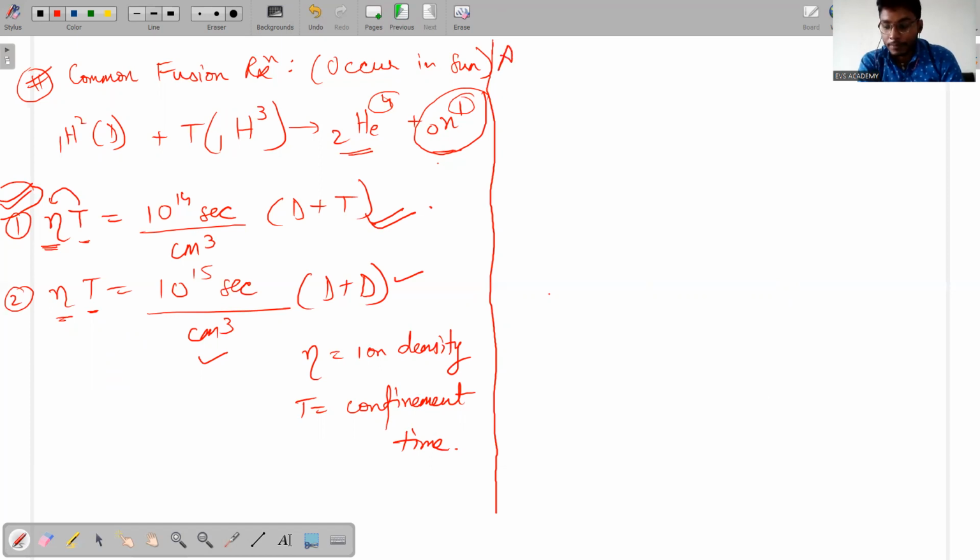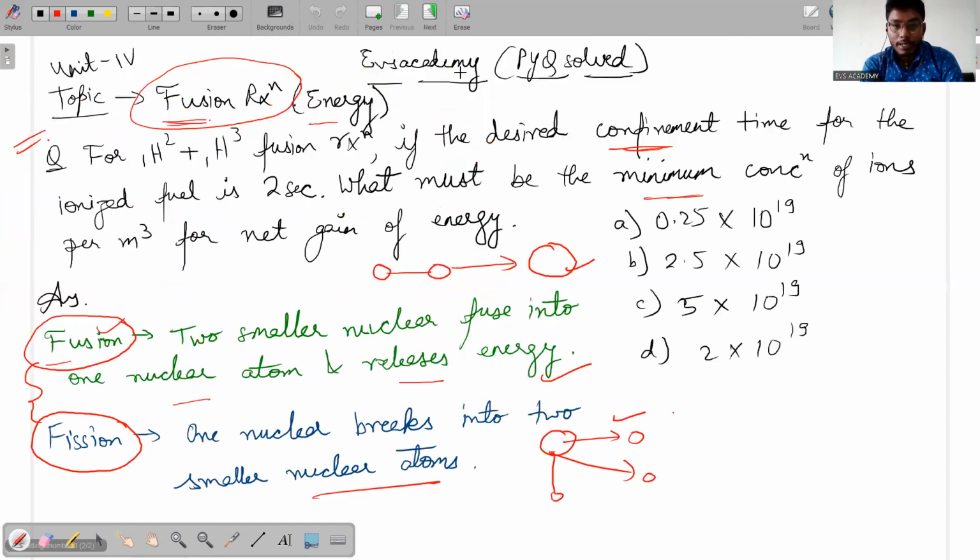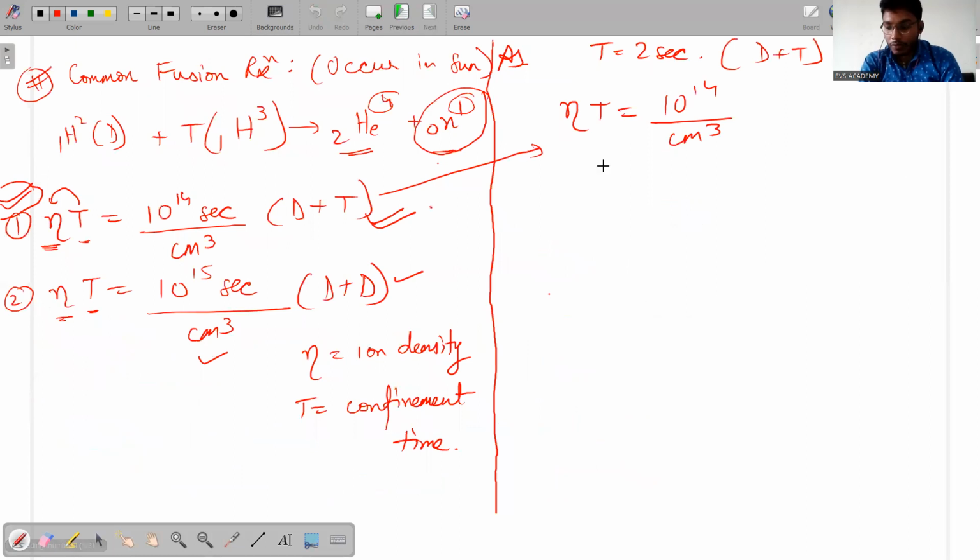Now we will solve according to the question. The confinement time is given as 2 seconds and the reaction is D plus T. For D plus T, ion density into confinement time is equal to 10 to the power 14 per cubic centimeter. But in the question, they have asked for meter cube. Generally they will ask in meter cube only. So what we need to do?